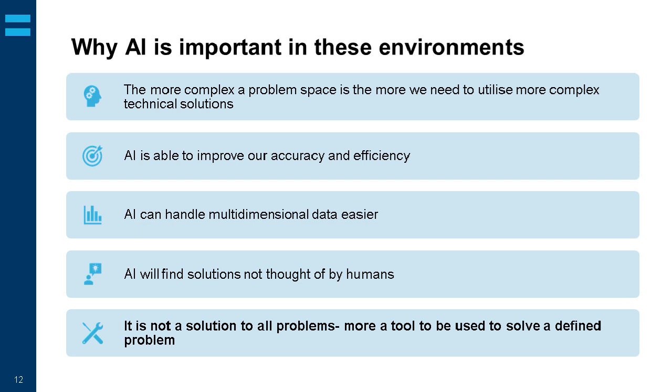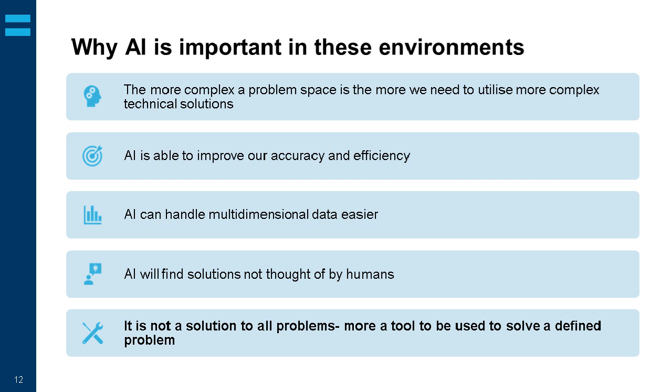Now, we've gone through the potential positives and negatives of AI within these three key conflicting environments. But I just wanted to reiterate, why is AI important in these environments? This may be going over some points that I've already said, but the key thing is that the more complex a problem space is, the more we need complex technical solutions. So things that can understand multidimensional data and find hidden solutions that may be better than anything I could have come up with.